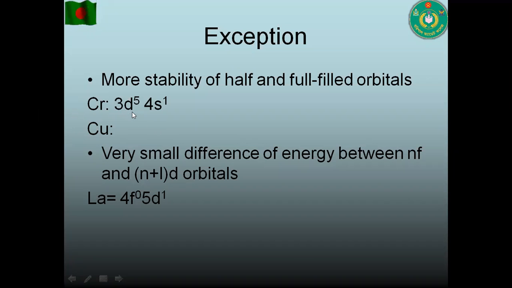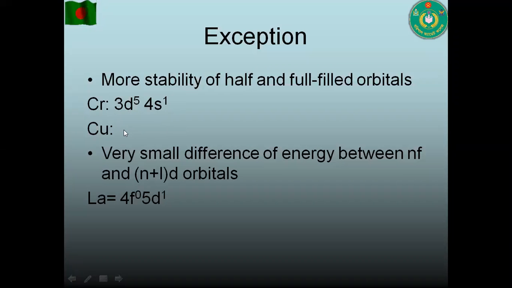If you give 5 electrons in 3d and 1 electron in 4s, in that case 3d and 4s are half filled, because we know the 3d orbital contains a maximum of 10 electrons, and the s orbital contains 2 electrons. So this is half filled. We know half-filled orbitals are stable.